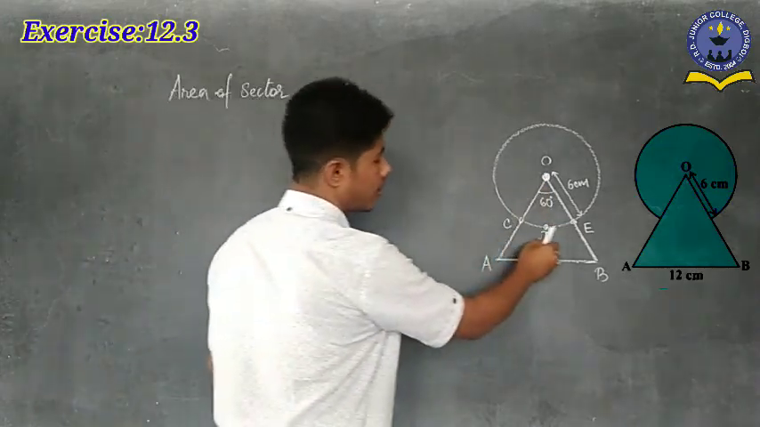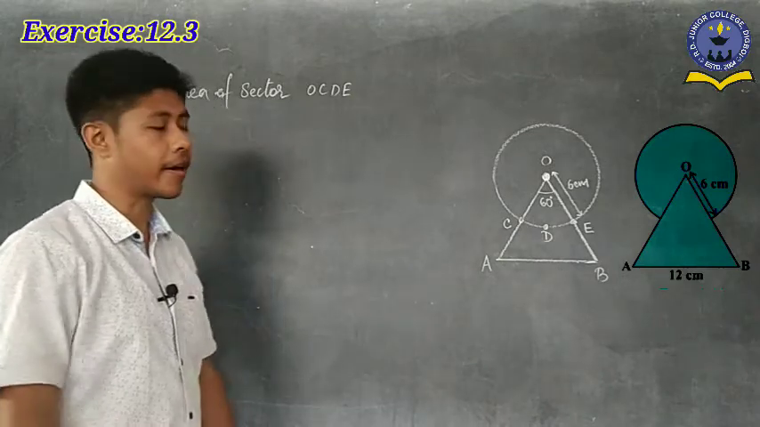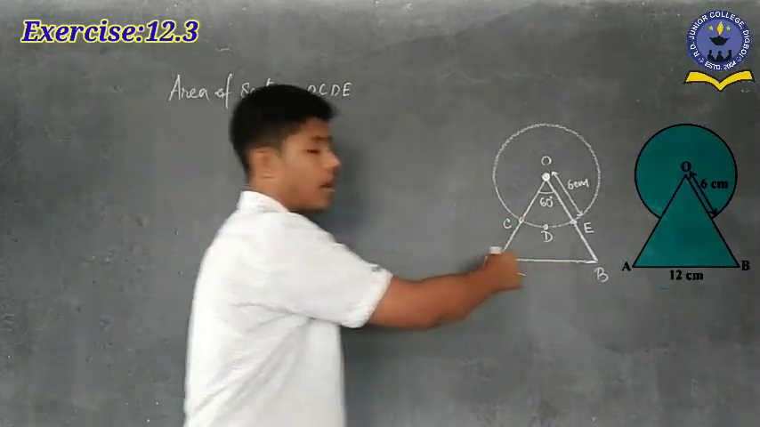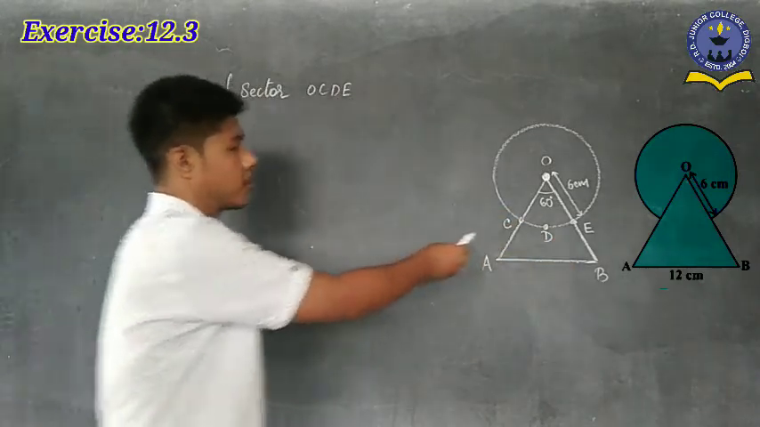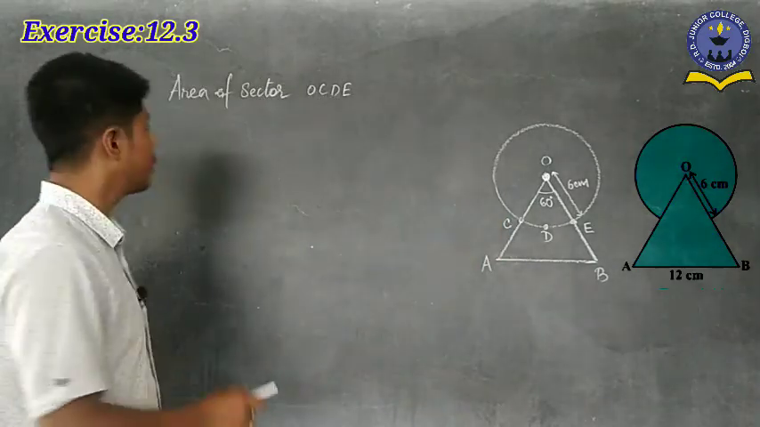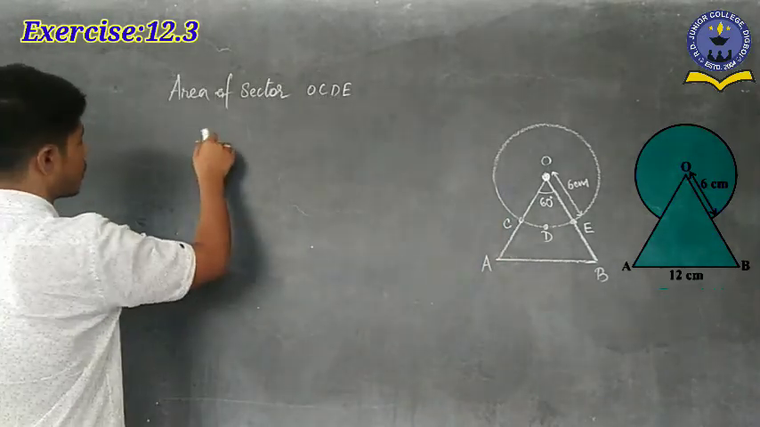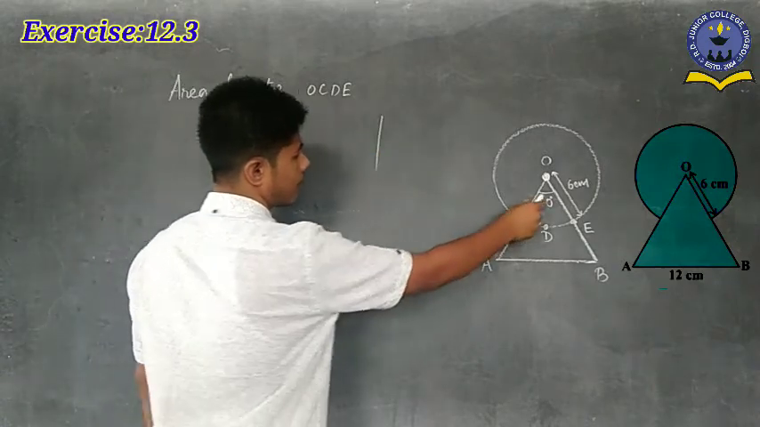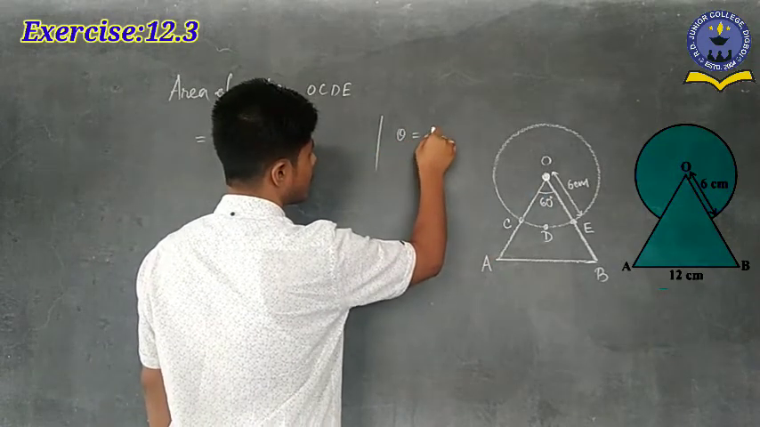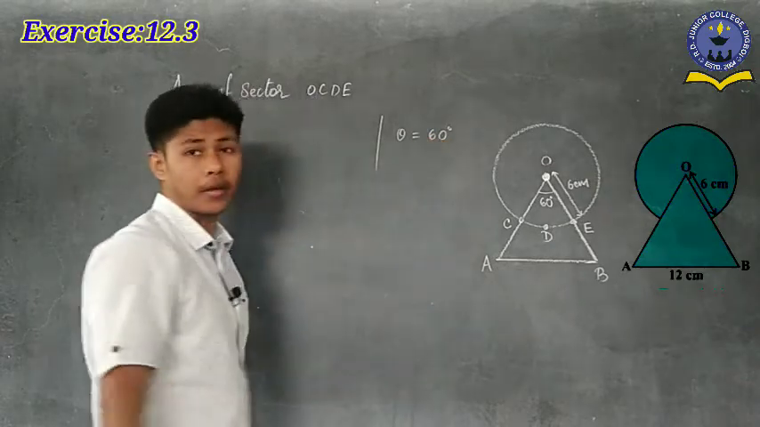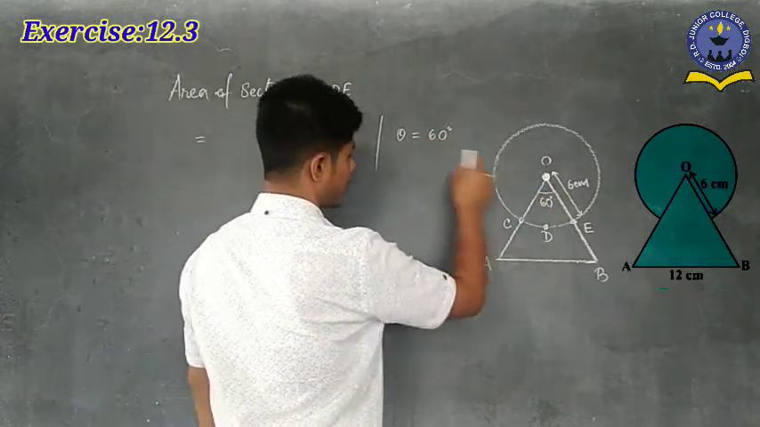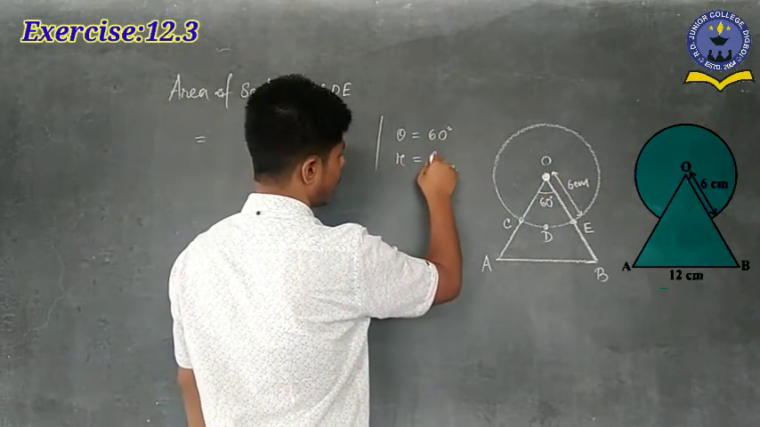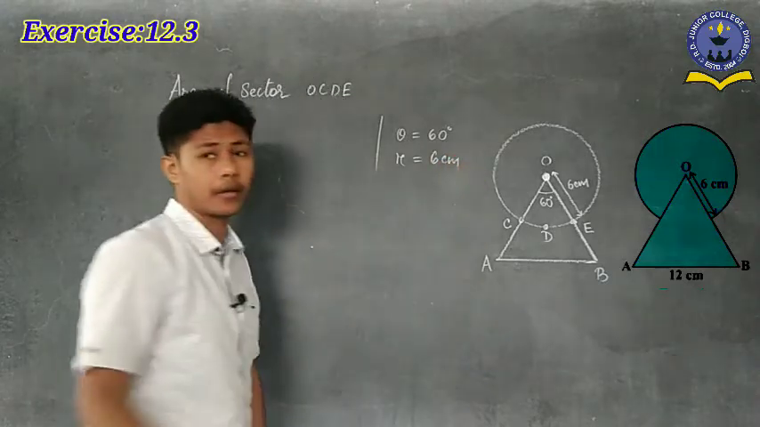Actually this CDE part is not given in the diagram, so we have to draw this one on our own to find out this sector part. Is it clear? So area of sector OCDE. Here, if we write inside, theta means how much? Theta means 60 degrees. Is it clear? And the radius is how much? Radius is 6 centimeters. Is it clear?